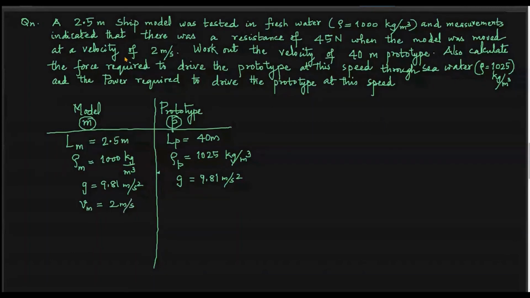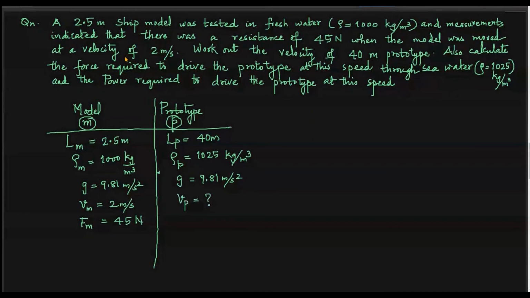Then the resistance force, sometimes you can even say drag force, is necessarily the propelling force to take the model forward. The propulsive force will be equal to the drag force, provided the ship or the model is moving at constant velocity. So Fm, the resistance force or drag force on the model, is 45 Newton. And we need to work out the velocity of the 40 meter prototype.